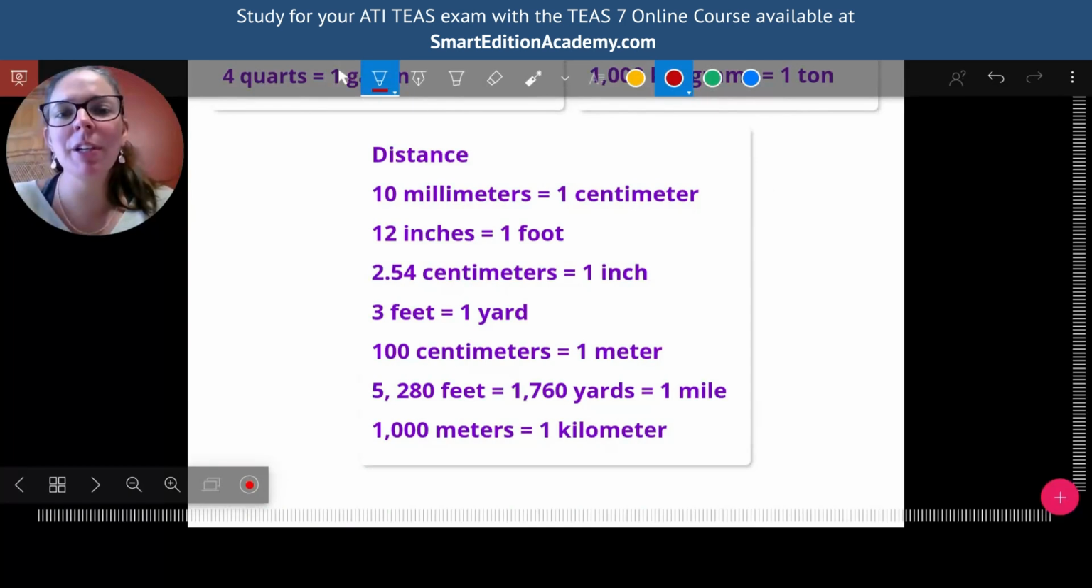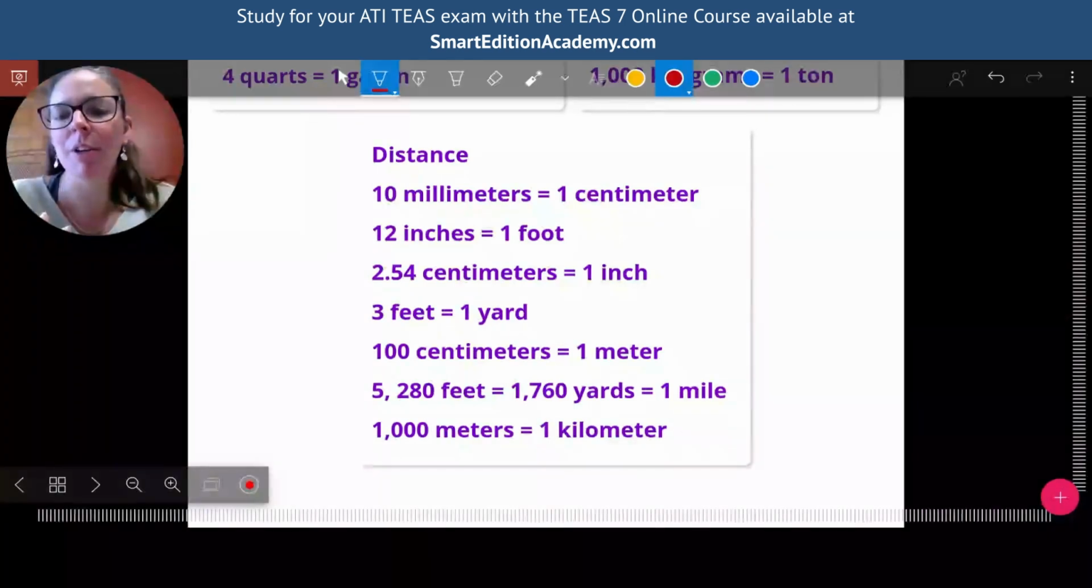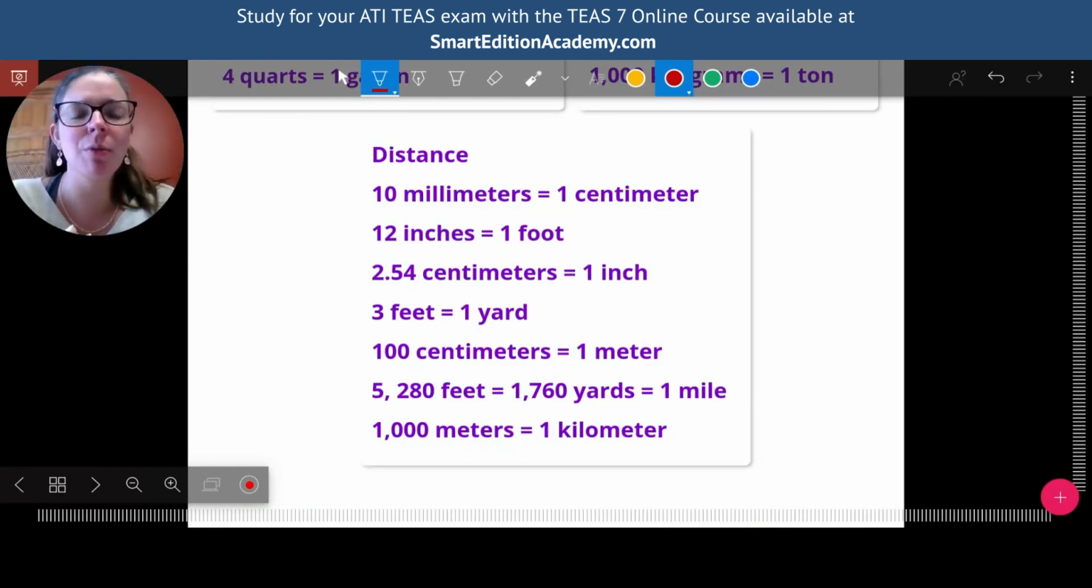Distance, we have 10 millimeters is equal to 1 centimeter. 12 inches is equal to 1 foot. 2.54 centimeters is equal to 1 inch. So that's the conversion you'll use to go from centimeters to inches or vice versa. 3 feet is equal to 1 yard. 100 centimeters is equal to 1 meter. And then we've got 5,280 feet is equal to 1,760 yards, which you could just figure out by dividing by 3 because we already know that 3 feet is equal to 1 yard. And then also each of those is equal to 1 mile. And then 1,000 meters is equal to 1 kilometer.